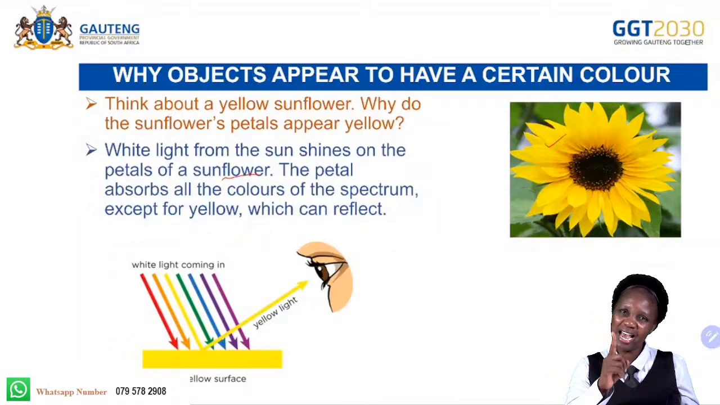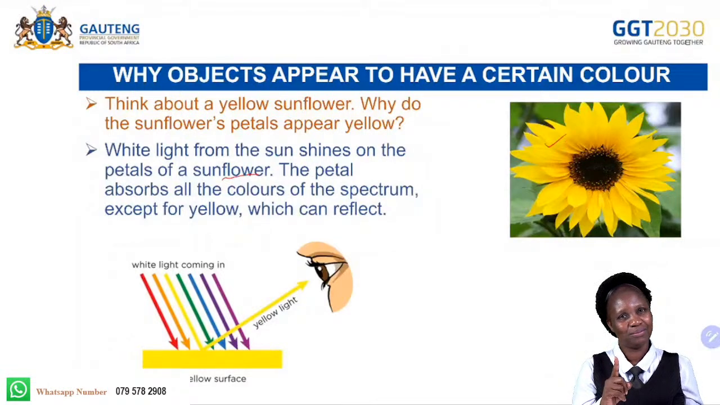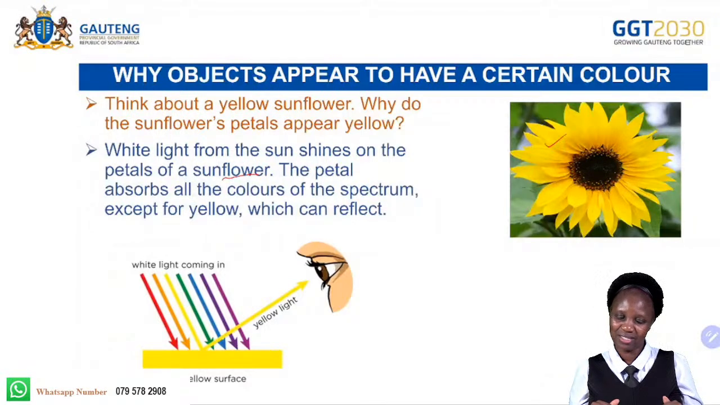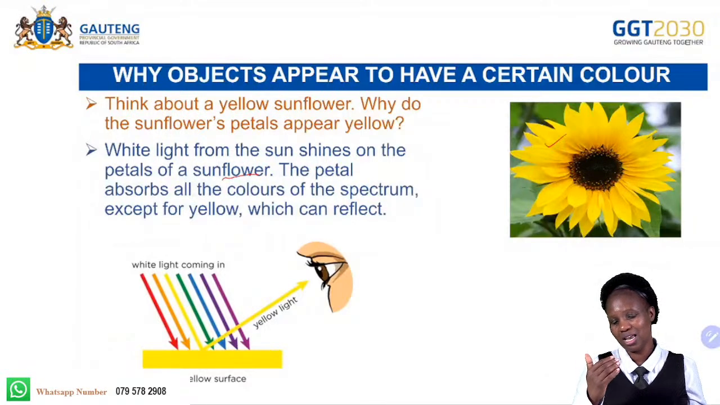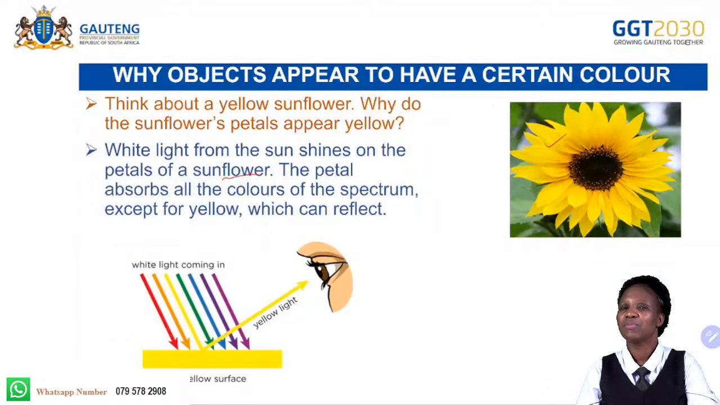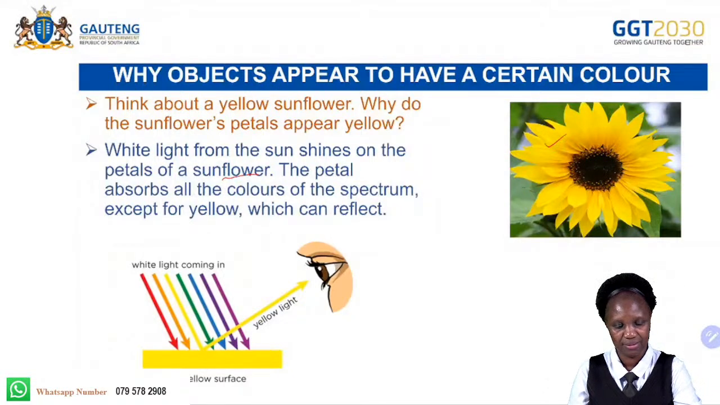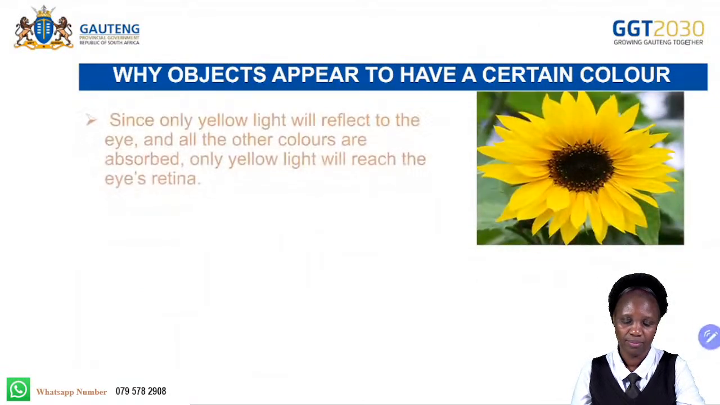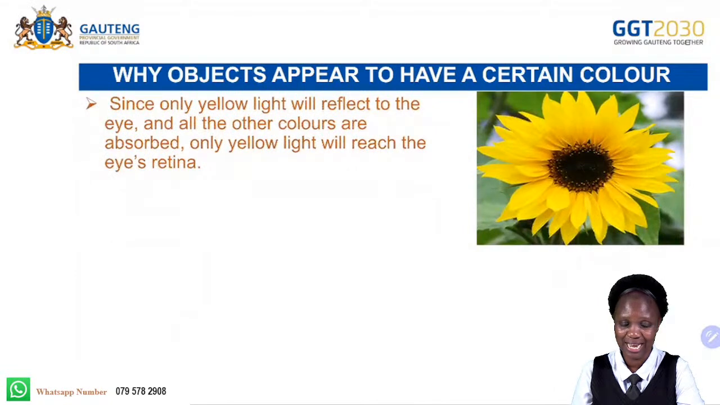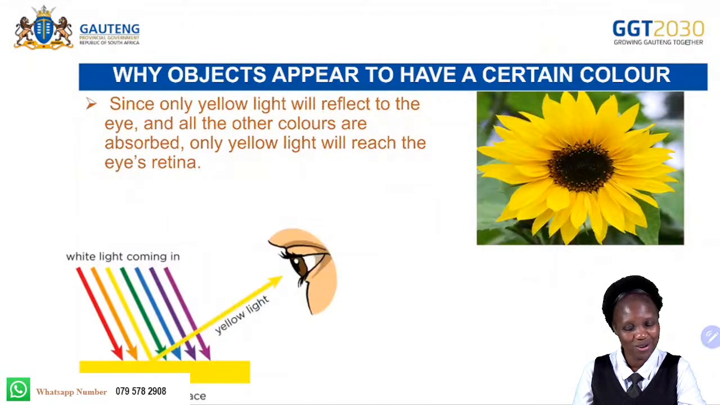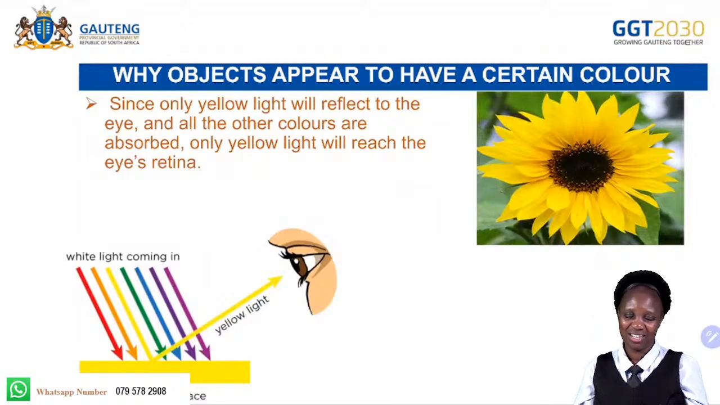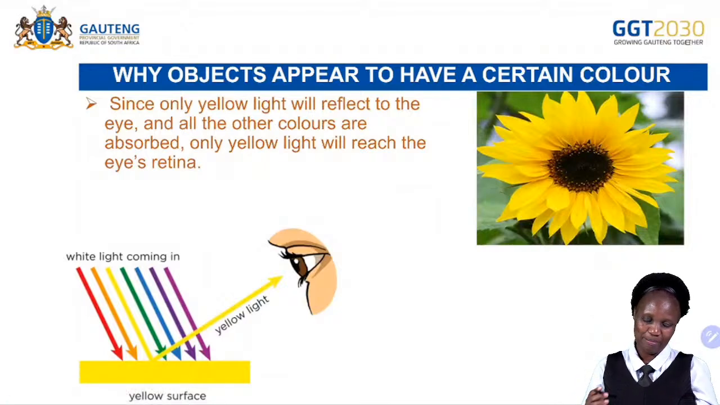Remember, if the light enters the eyes, what's going to happen? We're going to see the color of that surface. If it's a yellow surface, then we'll see yellow. That's why we are seeing yellow petals. All right, let's move on. Grade 8. Since only yellow light will reflect to the eye and all the other colors are absorbed, only yellow light will reach the eye's retina. All right, let's see.